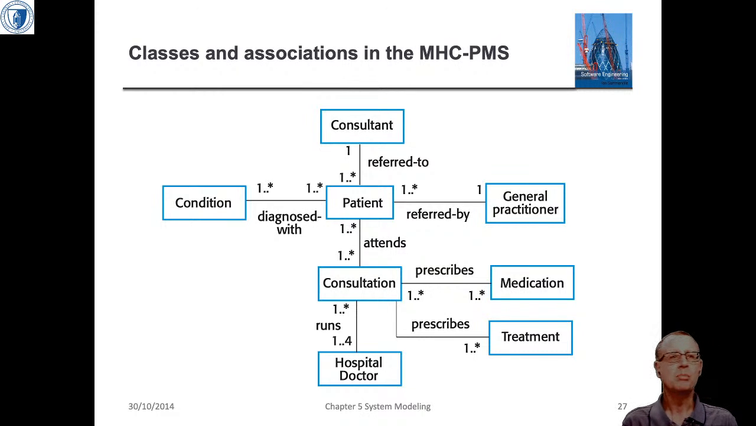And remember, I talked about the numbers, 1, star, or 1 or whatever on each of these associations. That's talking about the multiplicity of the class nearest the range, right? So down the bottom here, for some reason, they've decided that a consultation is only run by up to 4 doctors. You can't have an unknown number of doctors involved in a consultation.